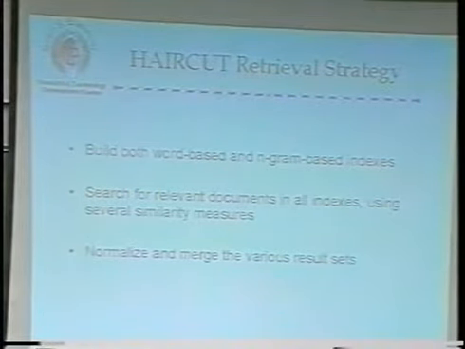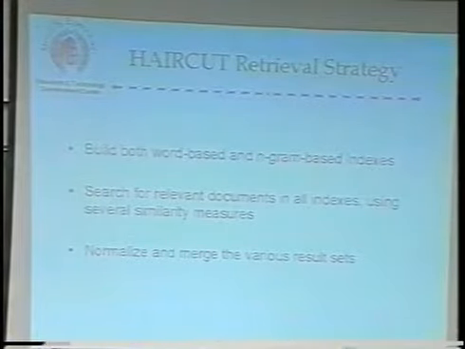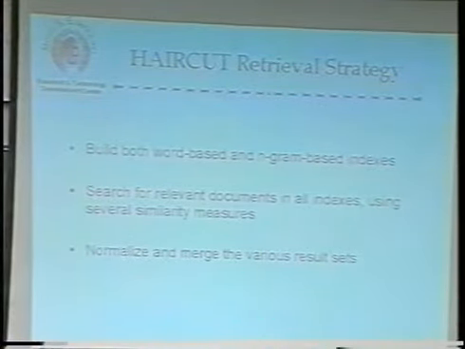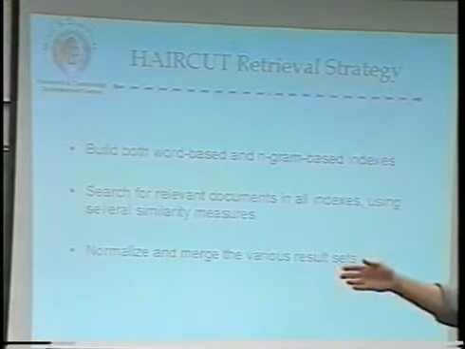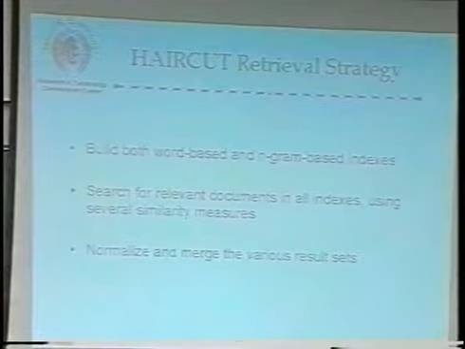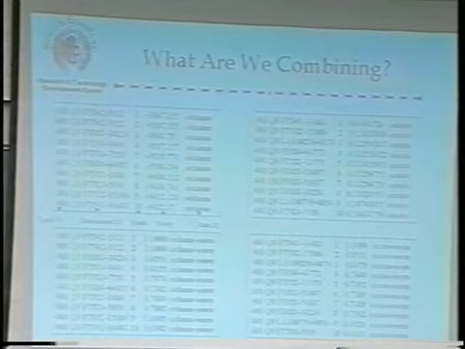So our basic retrieval strategy for doing this is we build 2 kinds of indexes, one for words, one for n-grams. We search for relevant documents using cosine measure once, using hidden Markov measure once. We take the various results and we merge them together. This is what we're merging.